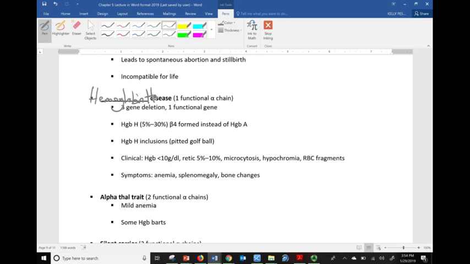So here you're only born with one functional alpha chain, and you've got 3 genes that don't work. And you might have a little bit of hemoglobin A, but most of your hemoglobin is going to be hemoglobin H.